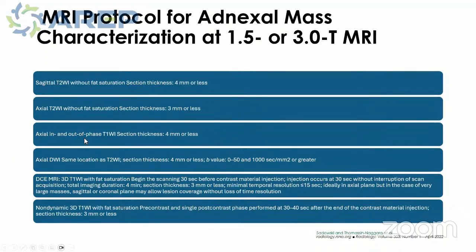And the axial in and out of phase image to look for microscopic fat, a DWI to look for the diffusion signal intensity, and ideally we need a higher b value of at least 1,000. Then the post-contrast images can be either a dynamic contrast enhanced MRI or a non-dynamic. The dynamic contrast enhanced MRI begins with fat saturation. The scanning is started 30 seconds before contrast injection and it is continued for up to 4 minutes. For non-dynamic, there's a pre-contrast image and a single post-contrast image performed at 30 to 40 seconds after the end of contrast injection. For both post-contrast, the slice thickness should be 3 millimeters or less.